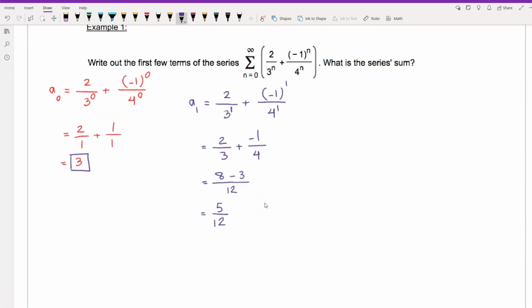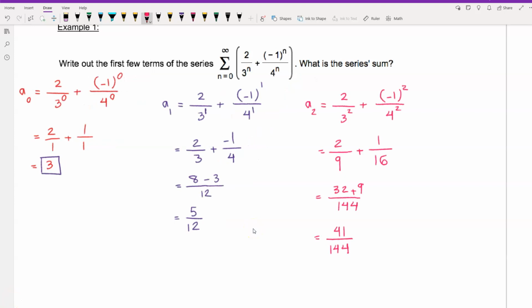Now evaluate the second term, which is a sub 1. So in this case, instead of n, now use 1. It's equal to 2 divided by 3 to the power 1 plus negative 1 to the power 1 divided by 4 to the power 1. So we have 2/3 plus negative 1 over 4. The denominator is 12. 12 divided by 3 is 4, 4 times 2 is 8. Again, 12 divided by 4 is 3, 3 times negative 1 is negative 3. So adding what we have on top, 8 plus negative 3 is 5 divided by 12. So the answer is 5 over 12.